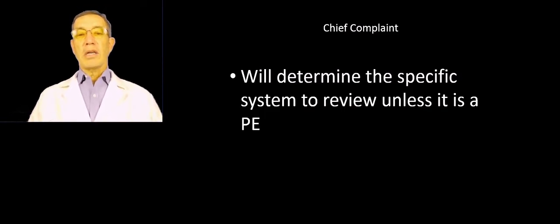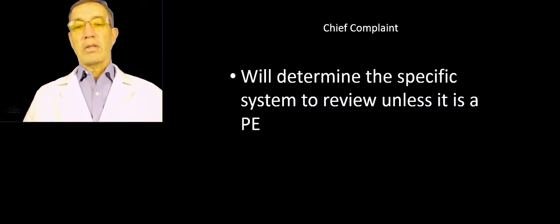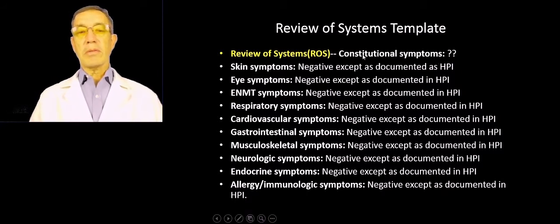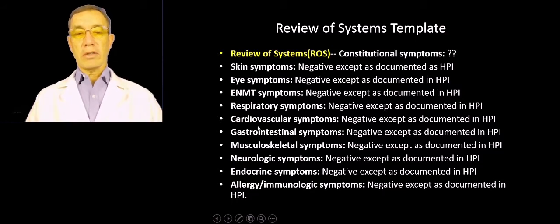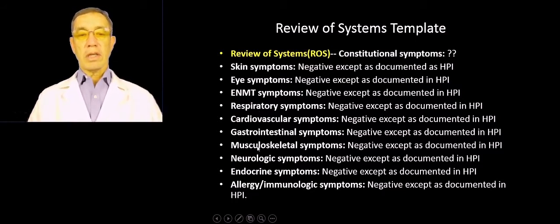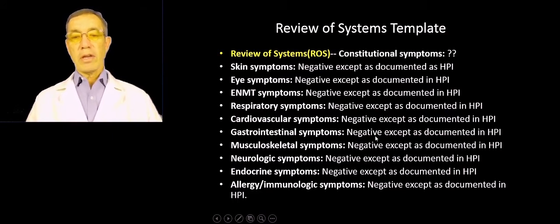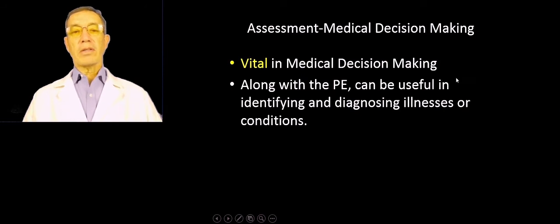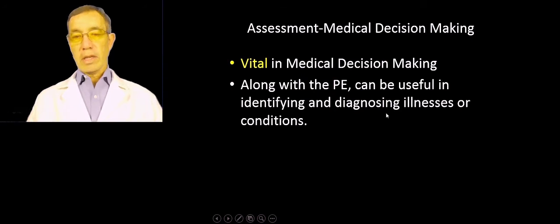So the chief complaint will determine the specific system to review unless it is in the physical exam. Review of systems might look something like this, where we talk about the review of systems, constitutional symptoms, and then step through each one: skin, eyes, ears, nose, and throat, respiratory, cardiovascular, genitourinary, or gastrointestinal, musculoskeletal, neurologic, endocrinologic, and allergy and immunologic. And this could be the phrase used: negative except for what is documented in the history of the present illness. So remember, vital signs are vital in decision making. Along with the physical exam, this can be useful in helping with the diagnosis.